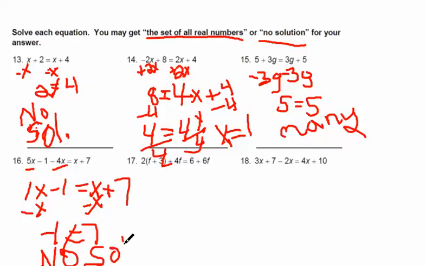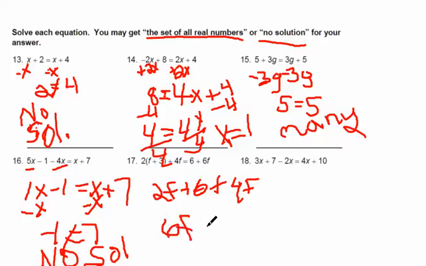And then in number 17, we have to do the distributive property first. So we would get 2f plus 6 plus 4f, and that's 6f plus 6 on the left. And on the right, look at it, it's 6 plus 6f. It's the same thing on both sides again. When you have the exact same thing on both sides, you're going to have infinitely many solutions.